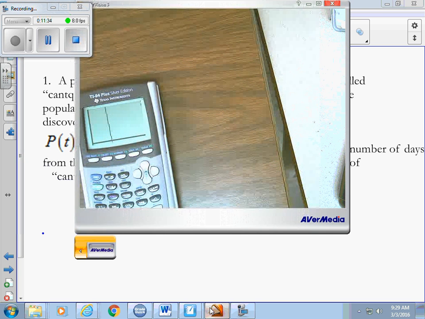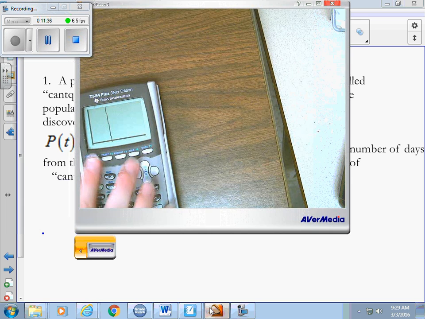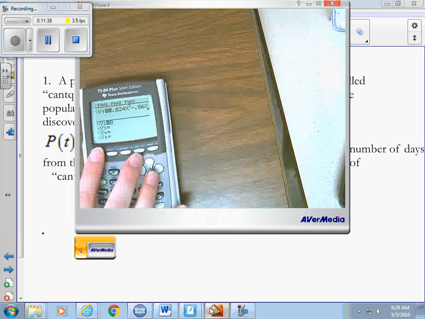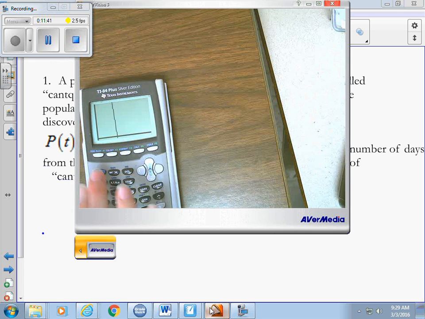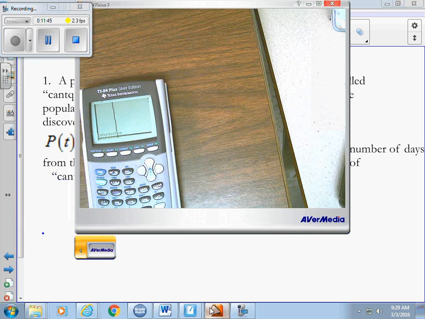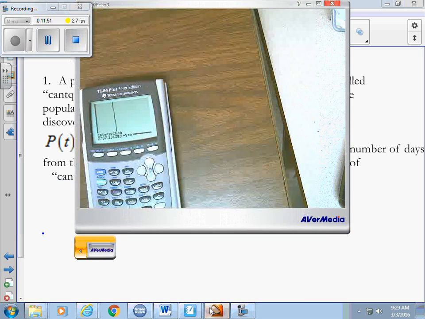All right, and I did put 0 in y2. Why would I put 0 in y2? Find the intersection, it's just a little faster. Second trace 5, enter 3 times. So I get 37.131.